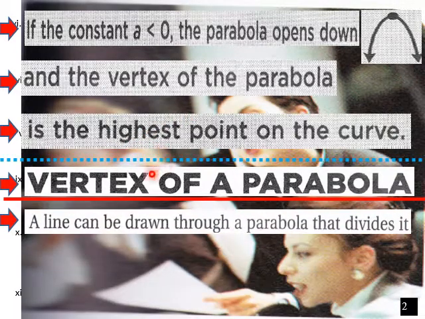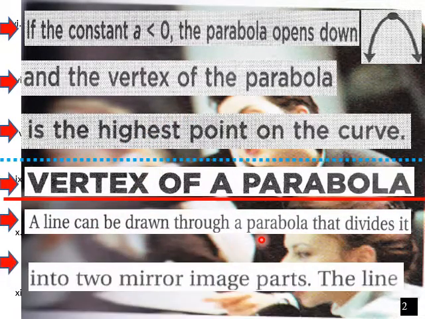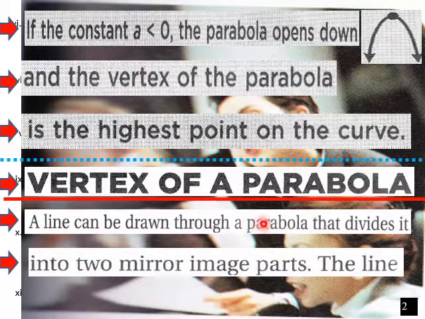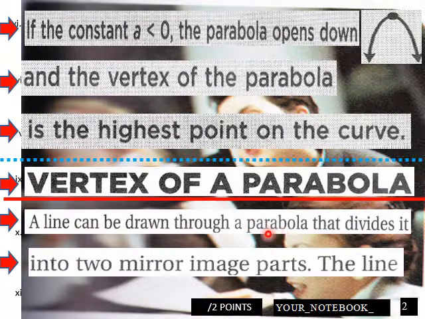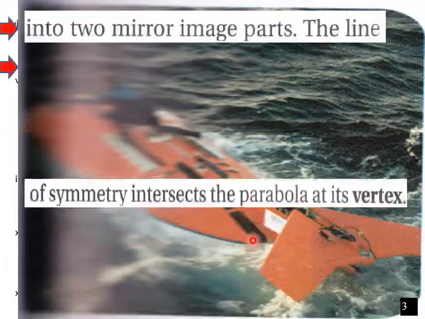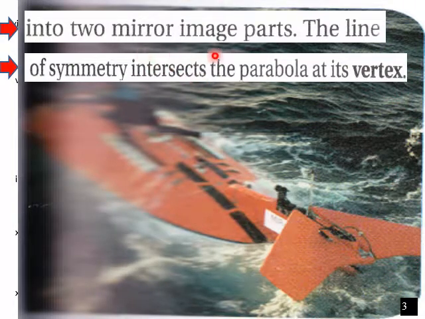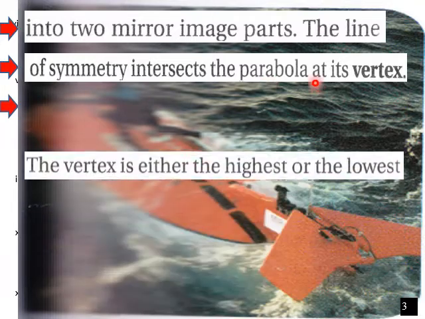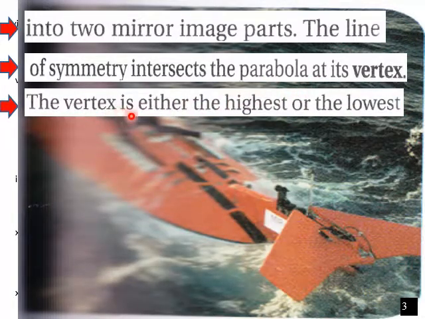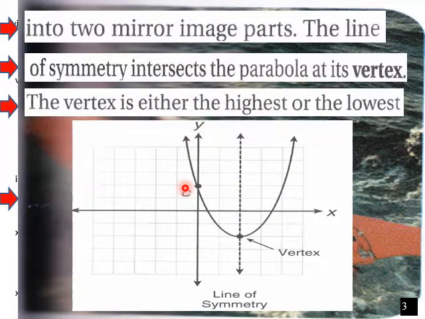The vertex of a parabola: a line can be drawn through a parabola that divides it into two mirror image parts. Of the two image parts, the line of symmetry intersects the parabola at its vertex. The vertex is either the highest or the lowest. Here in this case it's a minimum or the lowest here, line of symmetry. A is greater than 0 or positive for this parabola.